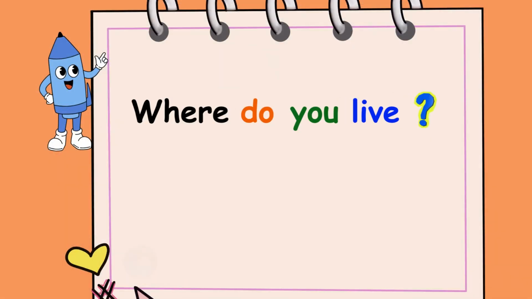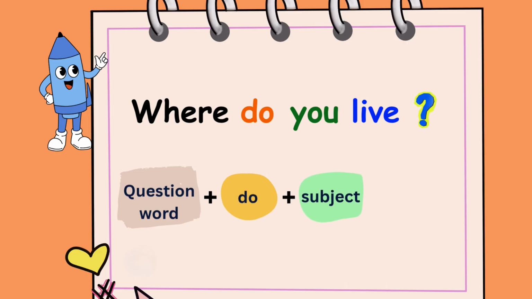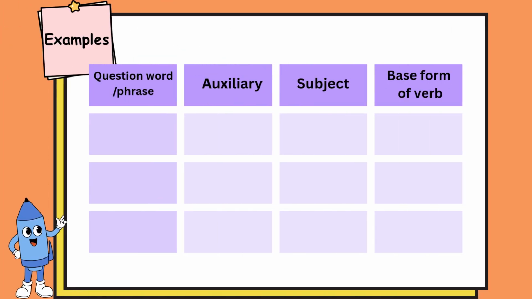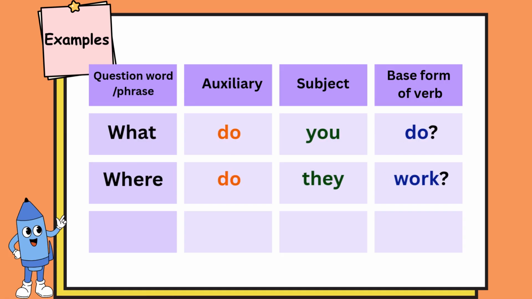Where do you live? To ask questions with question words, we start with the question word, then add do, the subject, and the base verb. Here are some more examples. What do you do? Where do they work? When do we arrive?